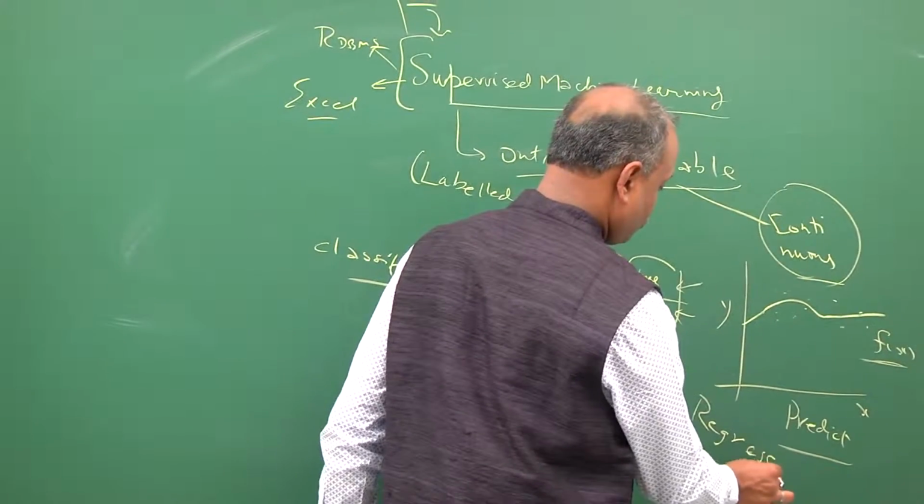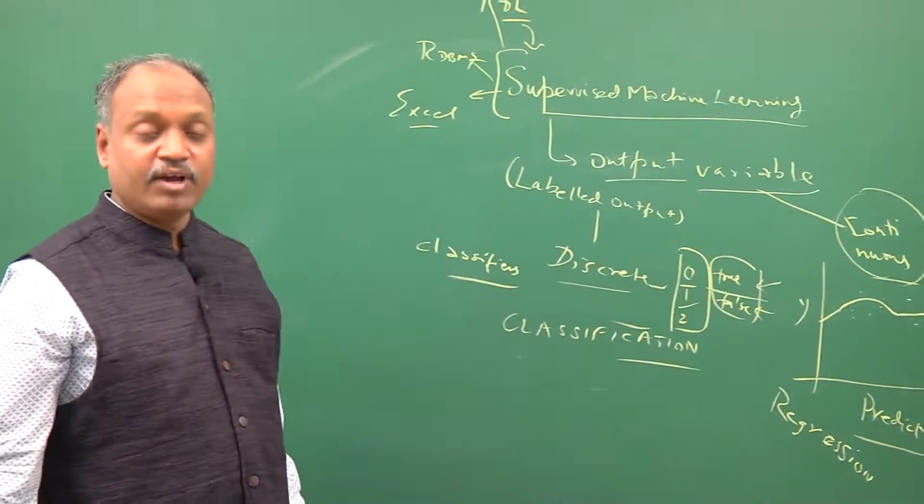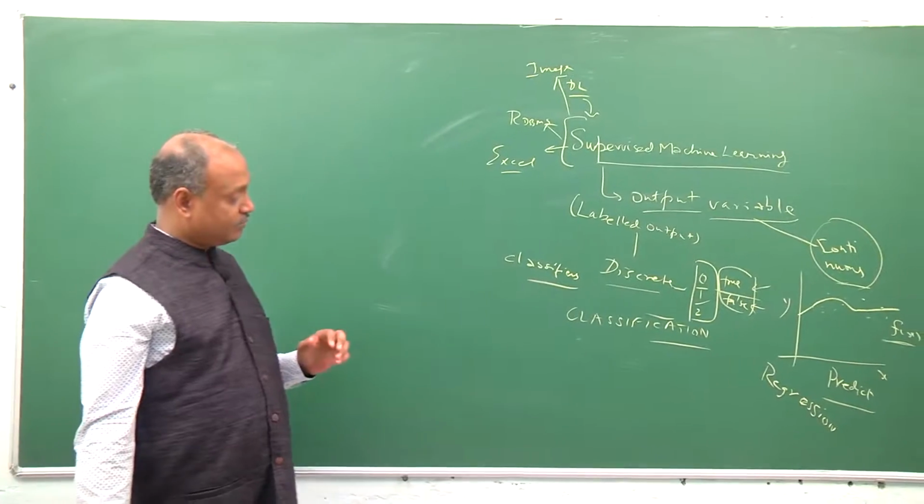This is the basic difference between classification and what we call regression, the scenario where the output variable is continuous. So the two phases of supervised learning, very popular in machine learning, are classification and regression.